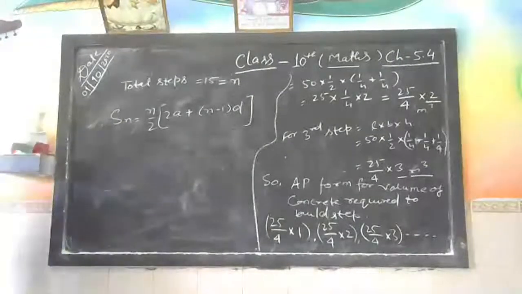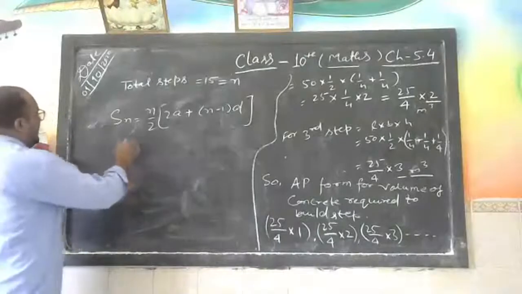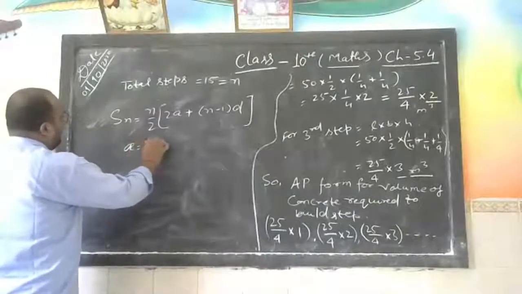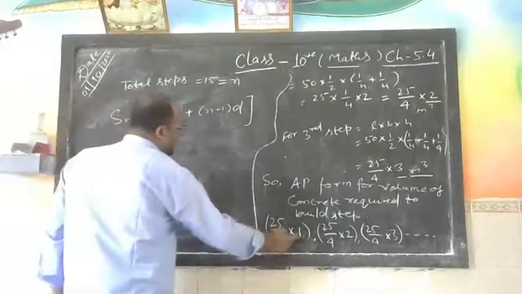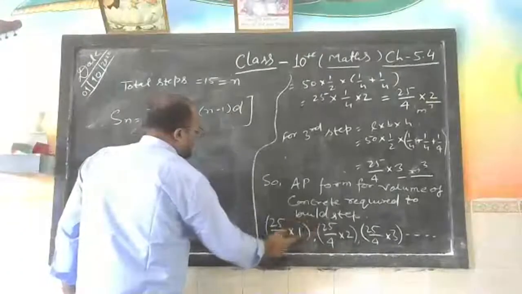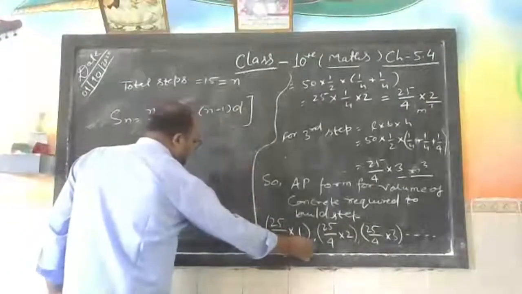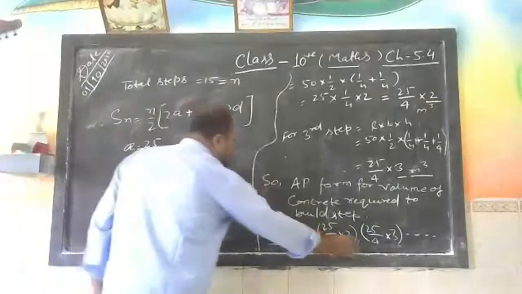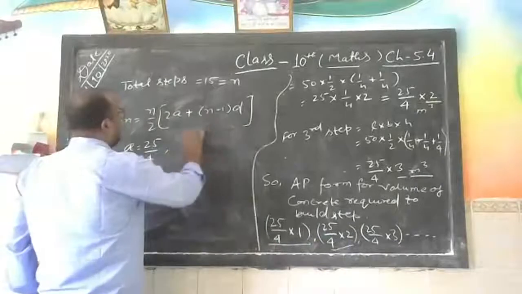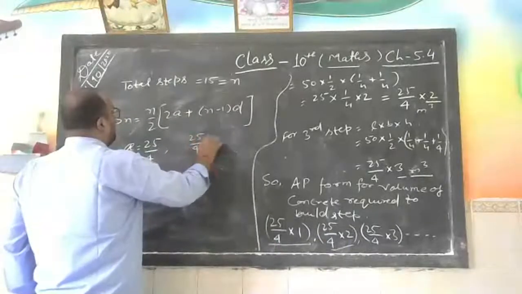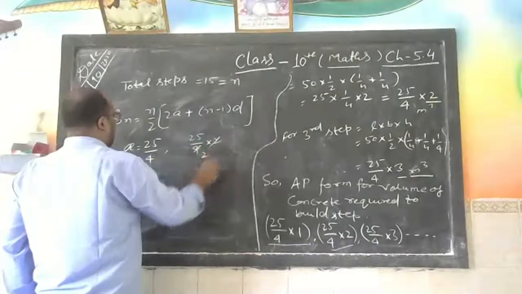You are looking here. A is equal to 25 upon 4. This is your first term, not first step. This is term 1. This is term 2. And the second term is 25 upon 4 into 2, which is equal to 2.